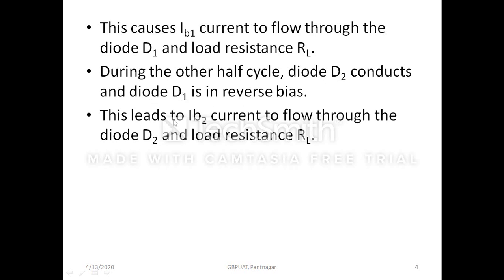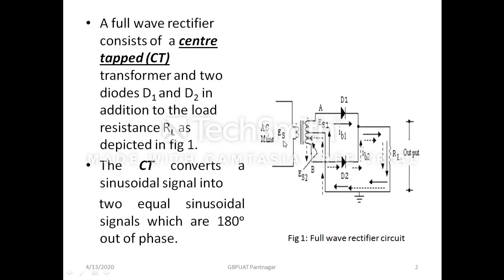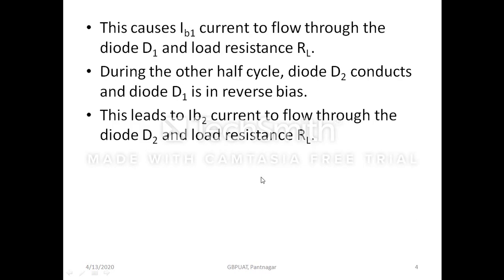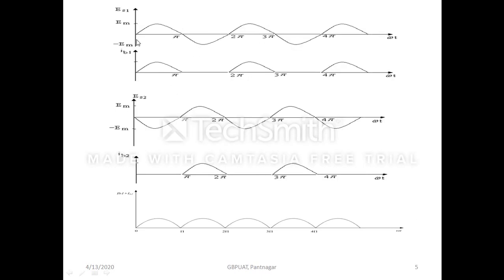Again, during the other half cycle, the second diode D2 conducts because it is in forward bias condition, and the diode D1 is in reverse bias condition. Because of this, a current IB2 flows through the diode D2 and the load resistance RL. From this figure it can be explained that during this half cycle diode D2 is in forward bias condition and diode D1 is in reverse bias condition. The arrows show the direction of the current IB2, and it again flows through the load resistance.